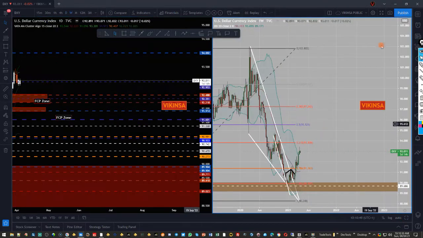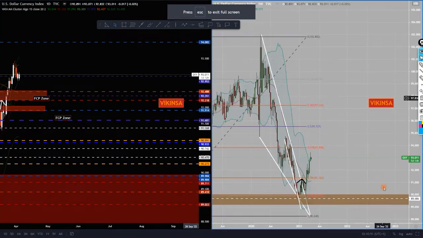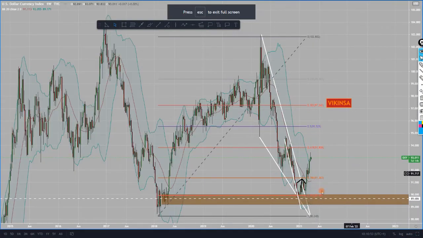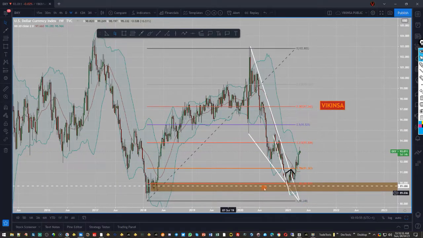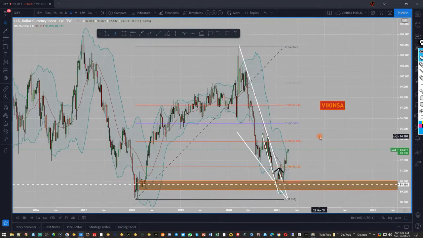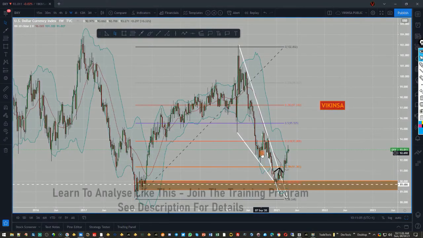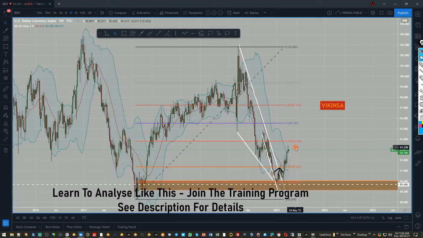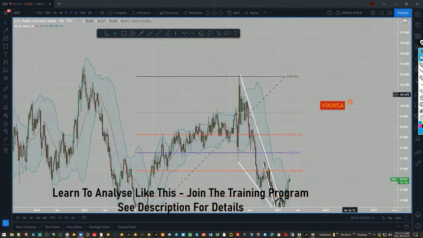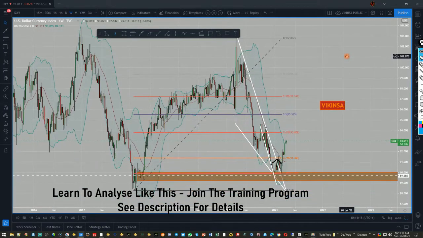If I show you this analysis, remember we have been long from 89 because of this FCP zone, and since then the market has been rising up. And since August 2020 I've been saying that the dollar was going to create a huge bear trap because everybody was short of dollar, and it was going to rise into near about 96 area or so, and the multi-year bullish target is going to be near about 110 or 115 level as well.